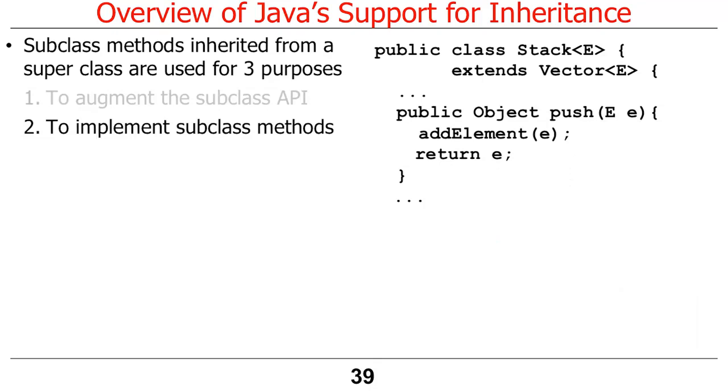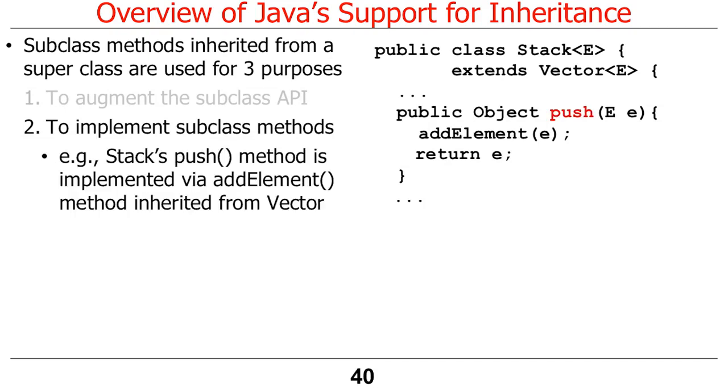The second purpose of inheritance is to use methods defined in the superclass to implement subclass methods. For example, the Stack's push method is implemented by the addElement method inherited from Vector, which is yet another example of systematic reuse that's enabled by inheritance.